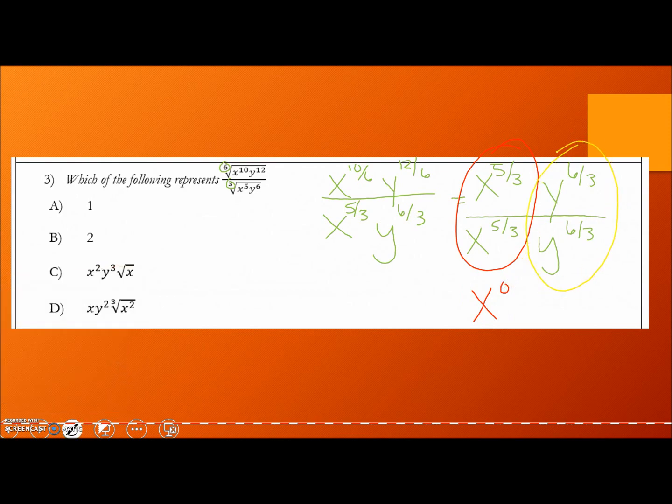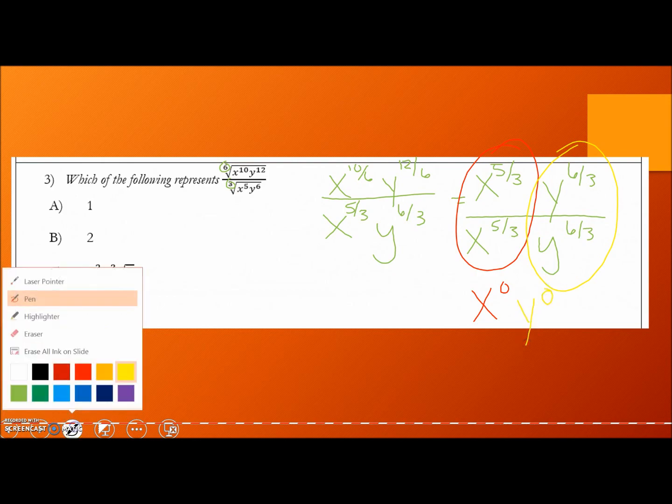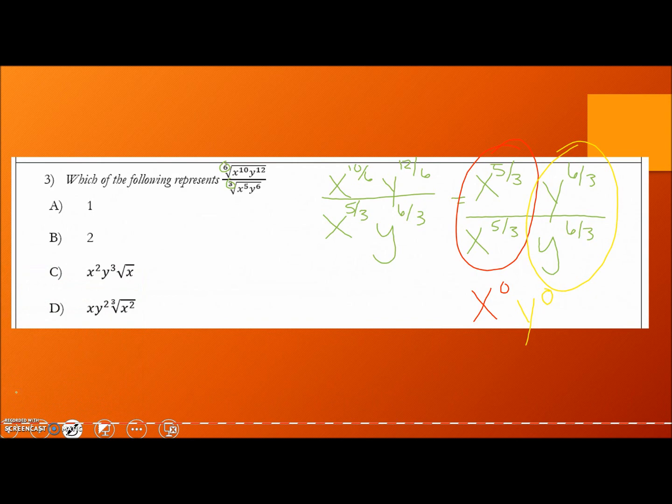I can do the same thing with the y's. 6 over 3 minus 6 over 3 is 0. And then the last one of the exponent rules that we learned in the table is that everything to the 0 power is 1. So A is my answer.